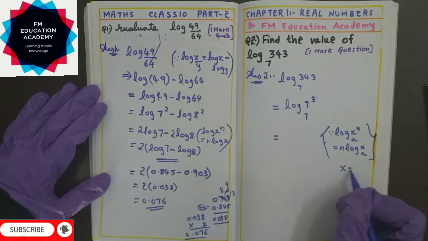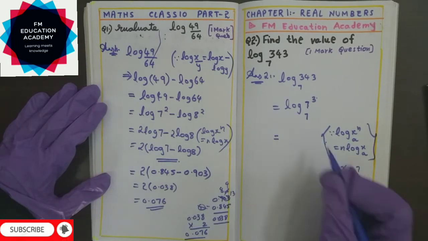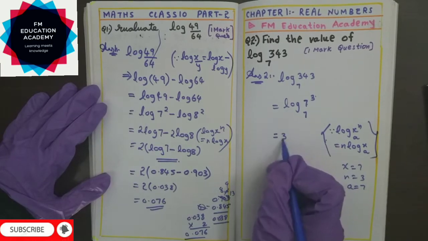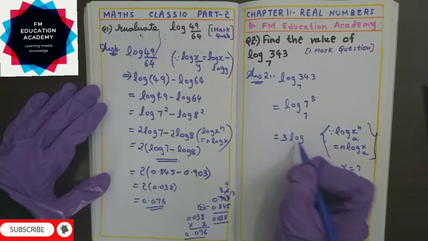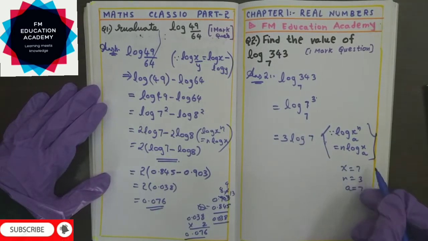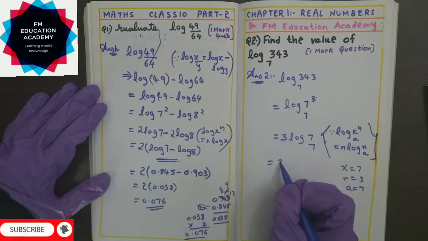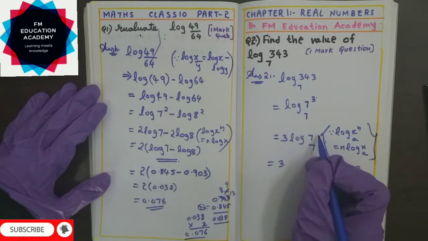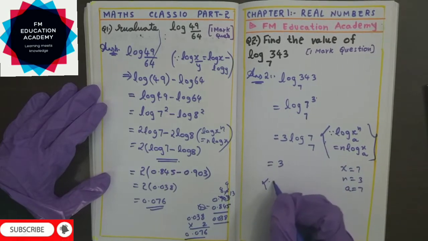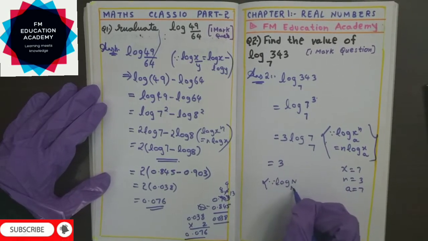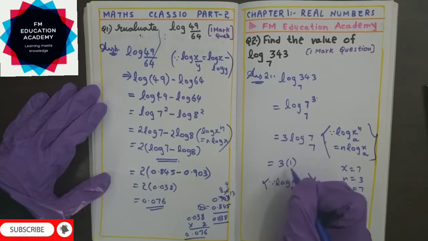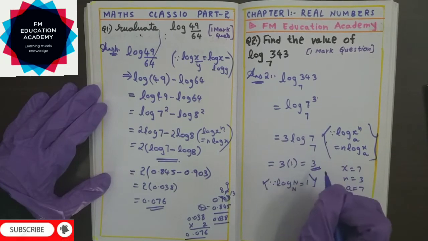x here is 7, n here is 3, and a is also 7. So it is n log x to the base a, right? So n is 3, log x is 7 to the base a is 7. Now observe, again this is one more formula: log 7 to the base 7 is in the form of log n to the base n. So we know that log n to the base n value is 1. So instead of log 7 to the base 7, I'll substitute its value 1. So 3 ones are 3. So this is the value.